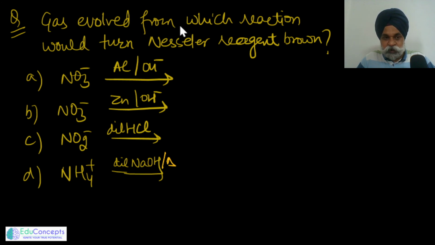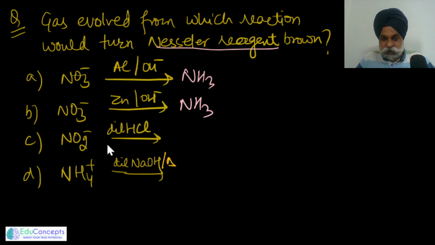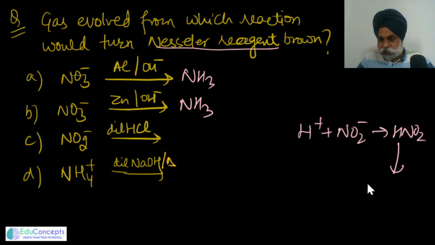Gas evolved from which of the following would turn Nessler reagent brown? So if you want to turn Nessler reagent brown, you have to produce ammonia gas, and this we have said a few minutes back, that ammonia can be produced from nitrate. Now what about the C option? When you treat nitrous acid with HCl, this nitrous acid decomposes to give water, NO and NO2, something like that, and that would have a brown color.